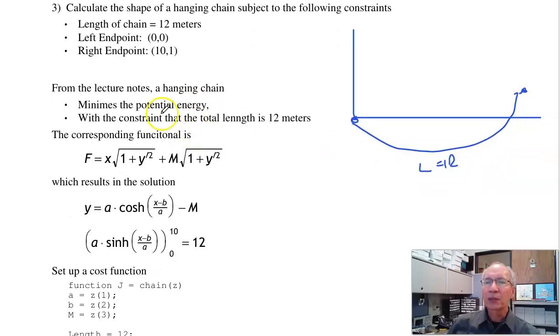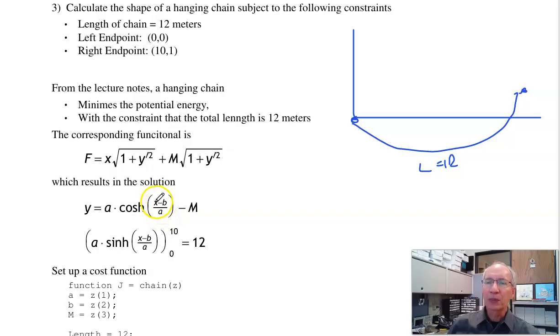Well, to do that, I set up my functional. Here's the potential energy plus a Lagrange multiplier times the length. Again, the length has to be 12. If I do that, time passes. If you want to see the derivation, go through the lecture notes. This is the form of the solution.